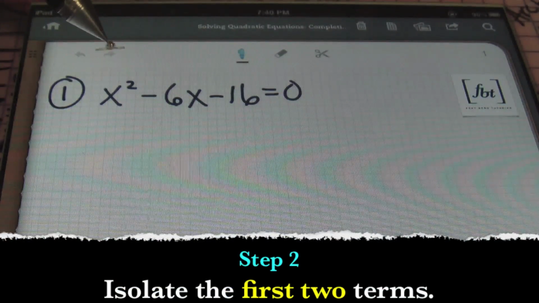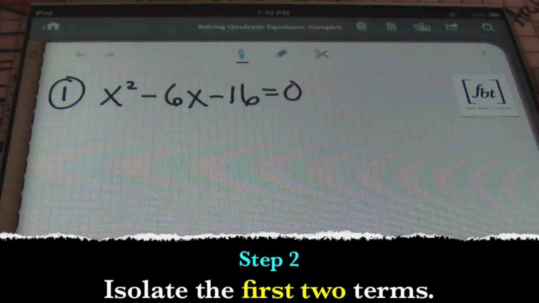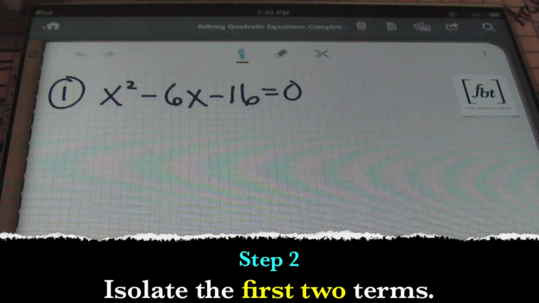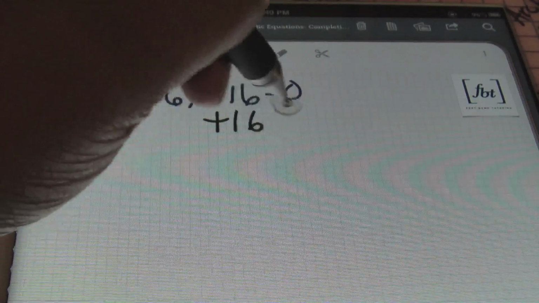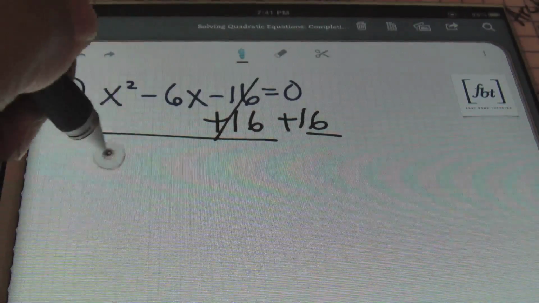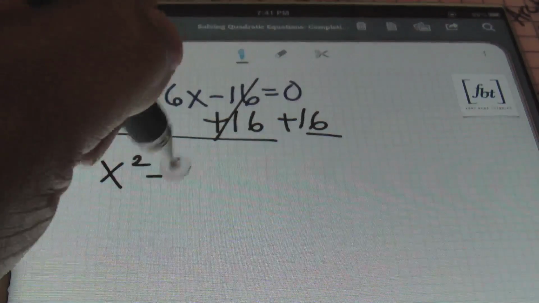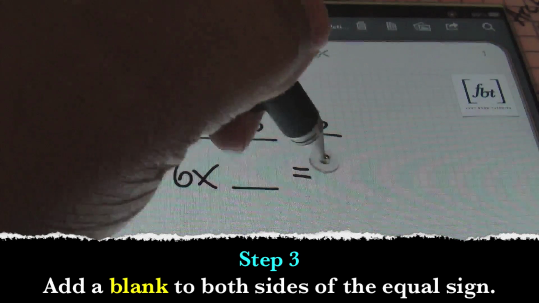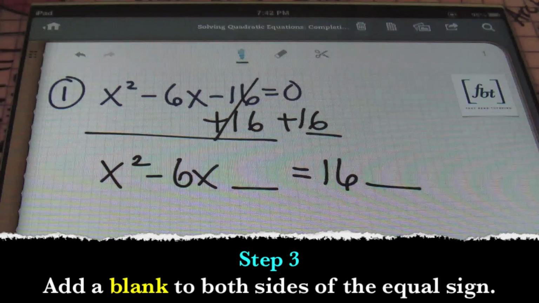Your second step is to isolate the first two terms, meaning you want to get these two terms on one side of the equation by itself. So I'm going to add 16 to both sides here. And my 16s cancel out, and I'll be bringing down this x squared minus 6x, leave a blank, and then this equals 16, and then leave a blank as well.